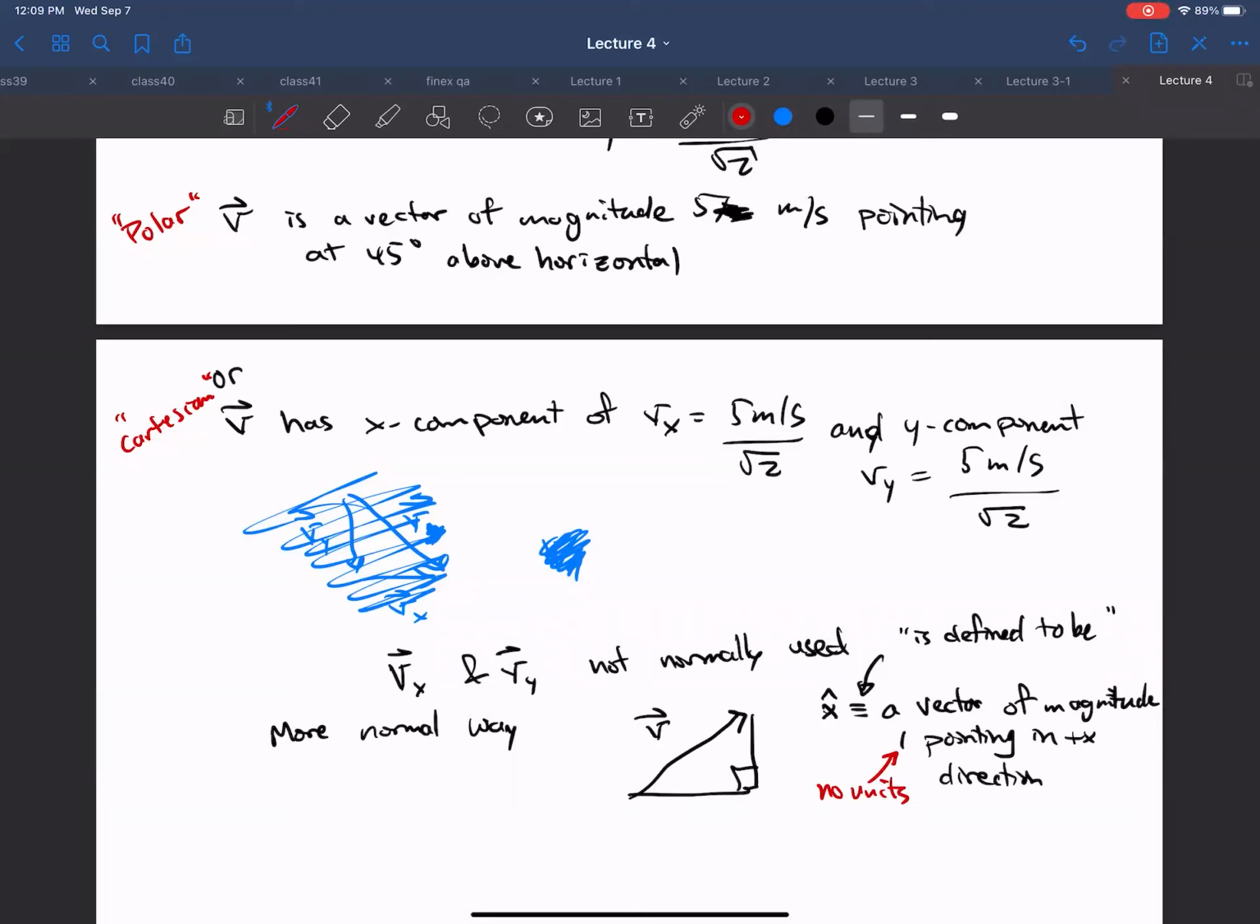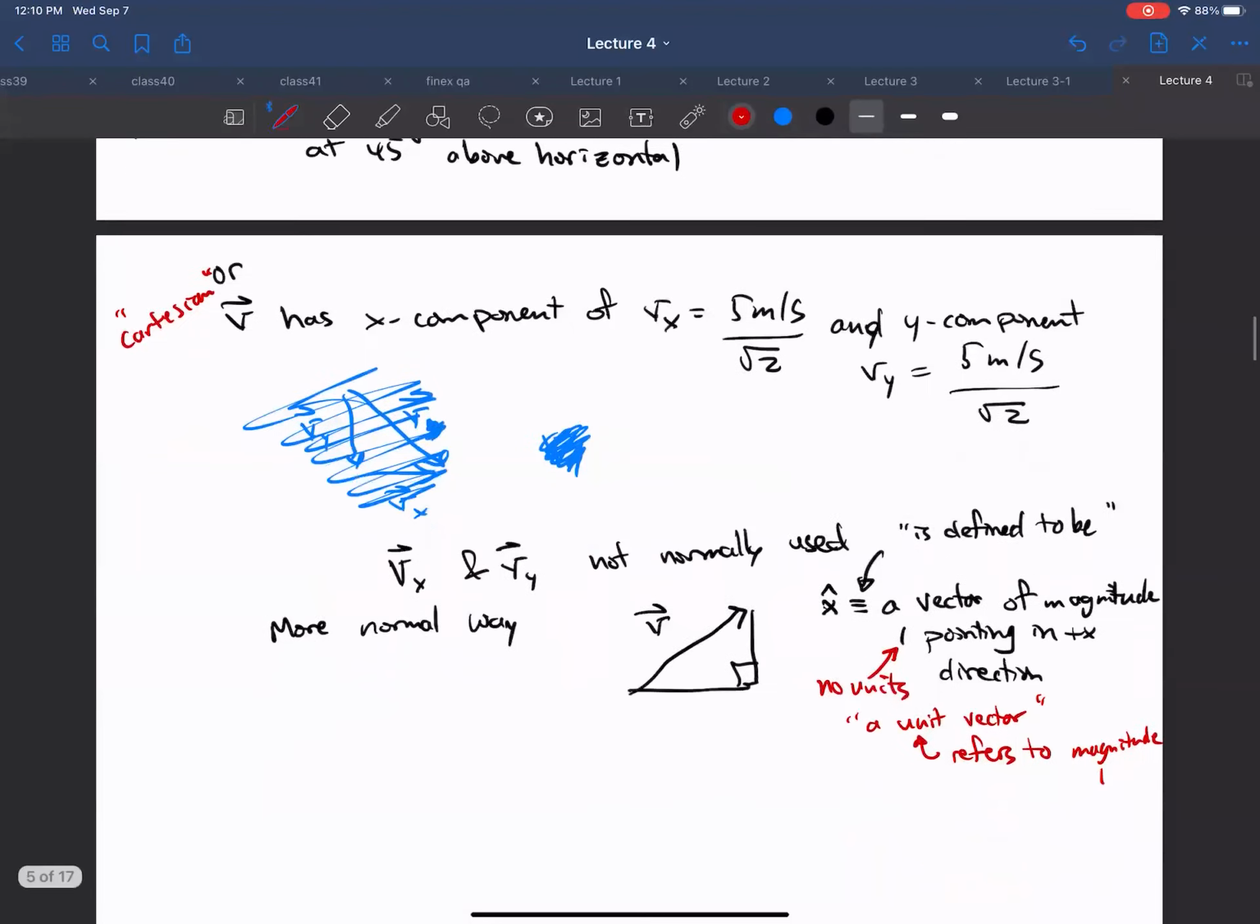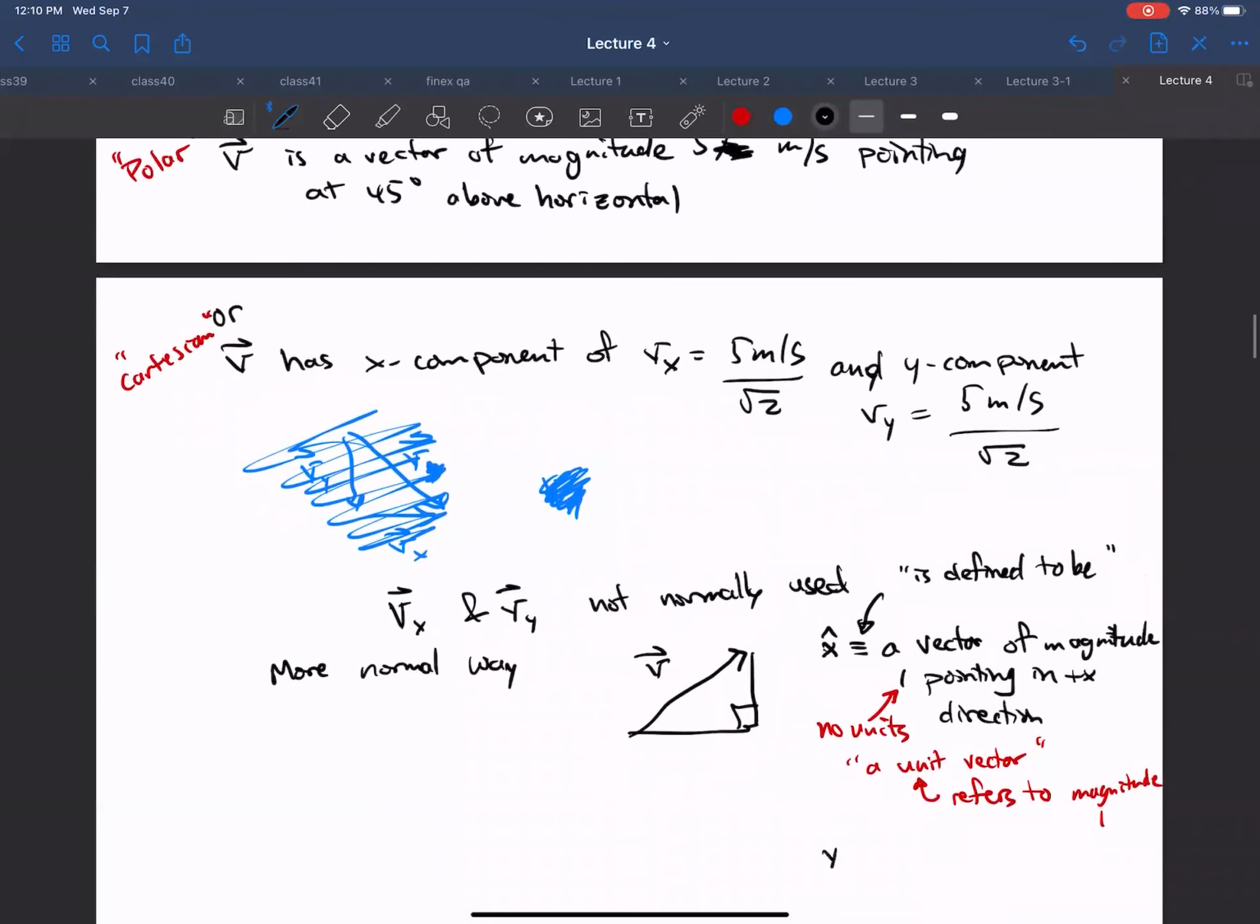So x hat is called a unit vector because it has magnitude 1. That unit refers to the magnitude 1. So it's kind of funny that it has no units and yet it's called a unit vector. And similarly, y hat is a vector of magnitude 1 that points in the positive y direction.